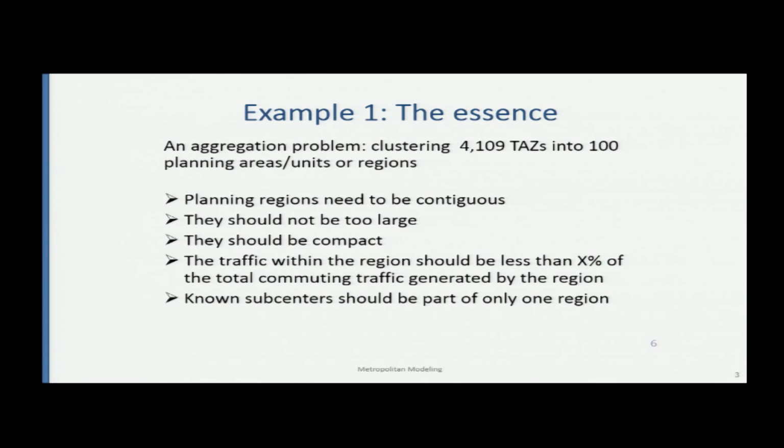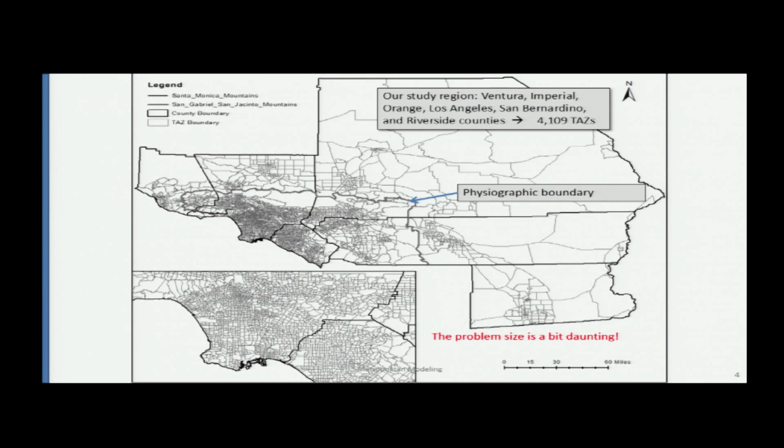And then known subcenters, these were business subcenters and so forth, should be part of only one region, and actually they were seeds for individual regions, although for the 100 regions that we were generating, we had approximately 50 subcenters already defined. And then regions should not cross a physiographic boundary like the San Jacinto Mountains or something. Doesn't make much sense. So this is a map of the entire area: Los Angeles, Orange, Riverside, San Bernardino, and Imperial counties.